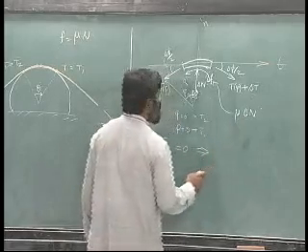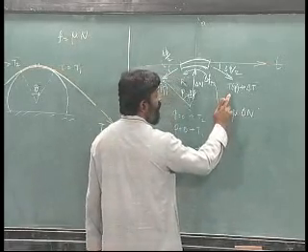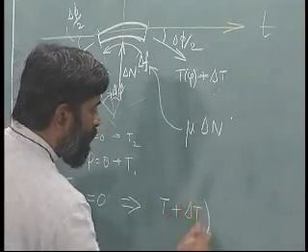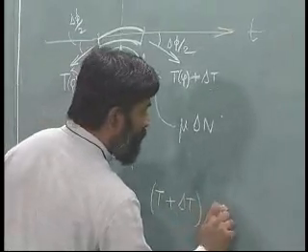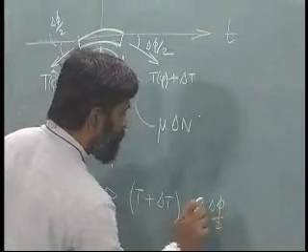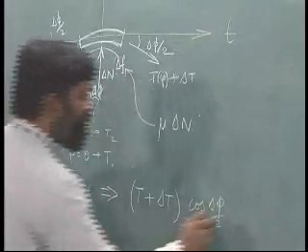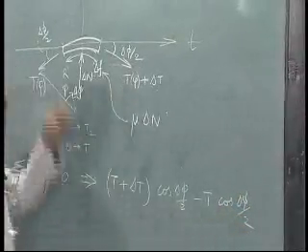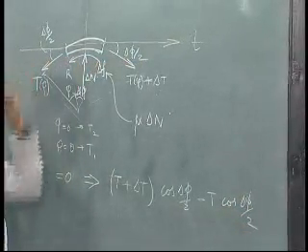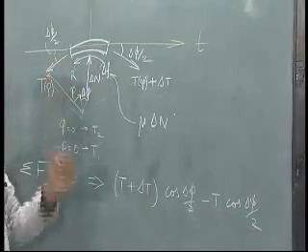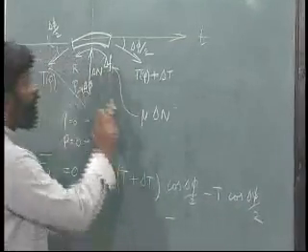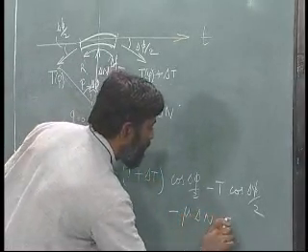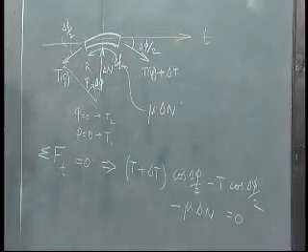So, if I write all of them together, I have T plus delta T times cos delta phi by 2, minus T cos delta phi by 2, because this direction is positive and this direction is negative, and delta f is also in the same direction. So, minus delta f, but delta f is equal to mu times delta n, and that is equal to 0. This is the equation we get.